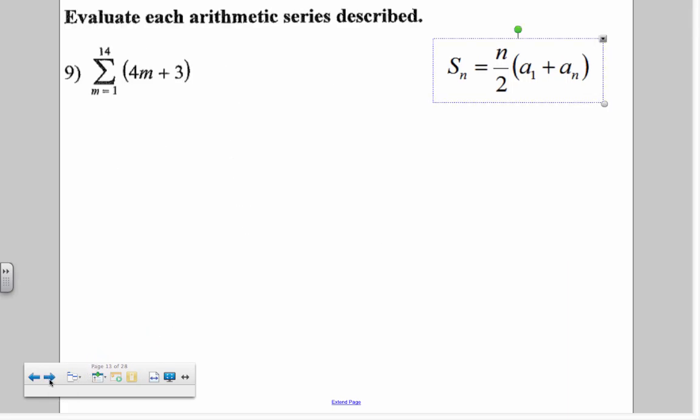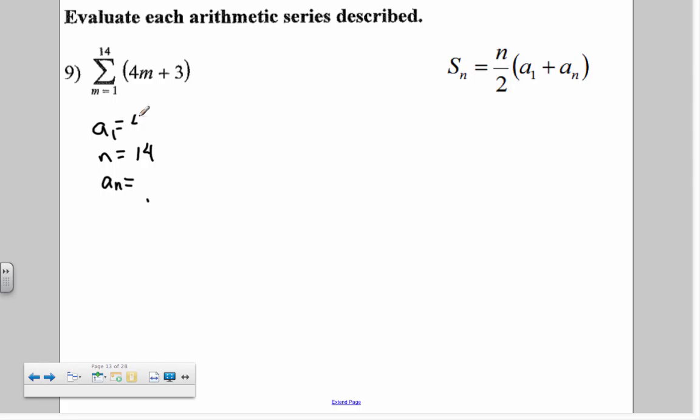Last problem. Evaluate each arithmetic series described, now using sigma notation. As always, I'm going to figure out, what do I know? Do I know my first term? Just by looking, I can't figure out what my first term is. Do I know my n? I can figure out the n by looking. The n will be the number on the top of the sigma. That tells me how many terms are being added together in that series. And do I know my a sub n? Well, I don't. The nice thing about sigma notation, though, is they're giving me the rules.